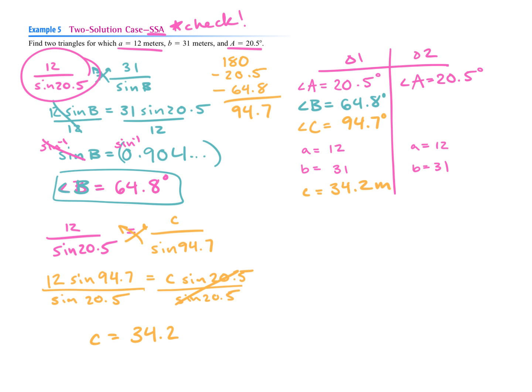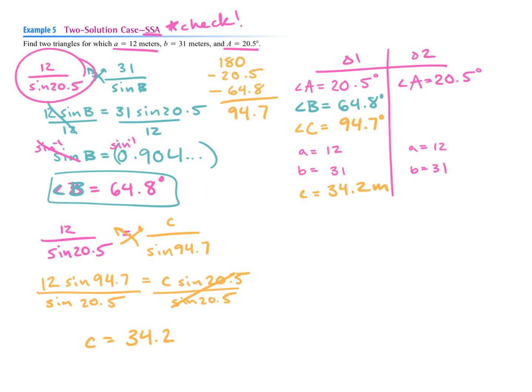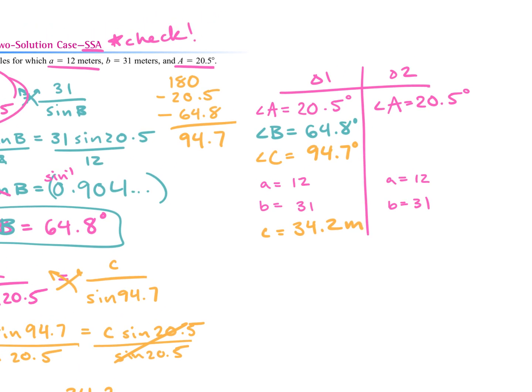Now let's check and see if we have two triangles. So what do we need to do to check to see if we have two triangles? Awesome. 180 minus angle B. It has to be 180 minus the first angle you found. So our new angle B is going to be 180 minus 64.8, which would be 115.2. So 115.2 degrees.